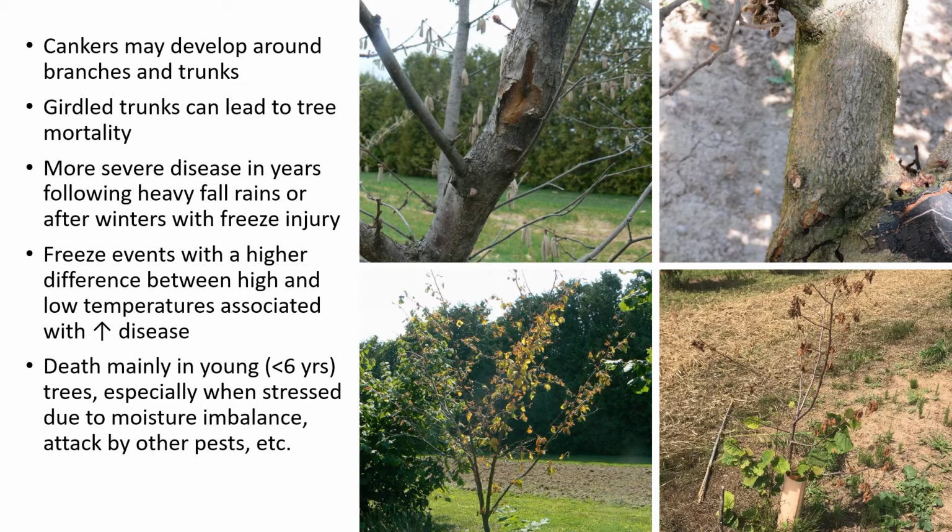But in young orchards, you can get tree mortality, particularly when those trees are stressed due to a moisture imbalance, attacked by other pests, etc. So that's why it's really important to have good irrigation, good control of other pests in young orchards to just keep them healthy and better able to fight off bacterial blight infections while they're establishing and growing.